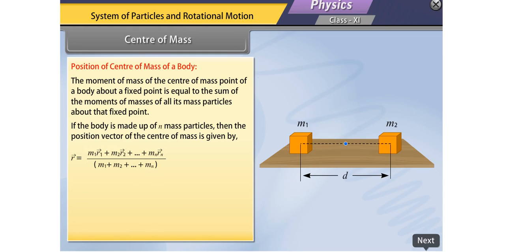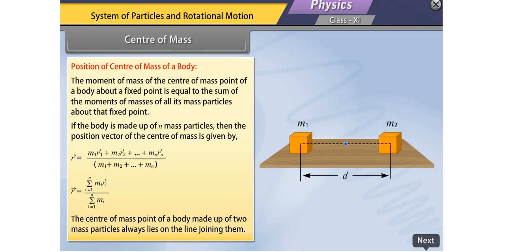On summarizing the above relation, we get r vector is equal to the summation from i equals 1 to n of mi into ri vector, divided by the summation from i equals 1 to n of mi. The center of mass point of a body made up of two mass particles always lies on the line joining them.